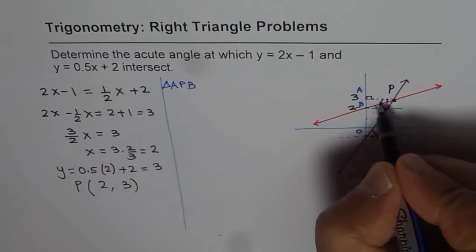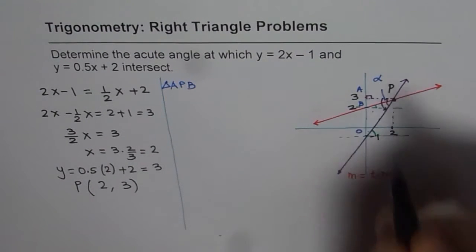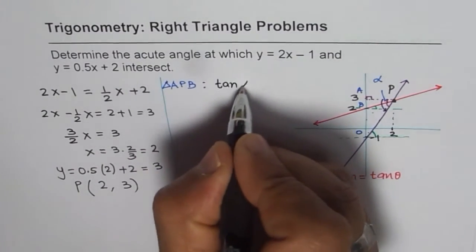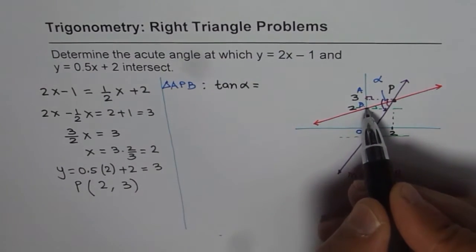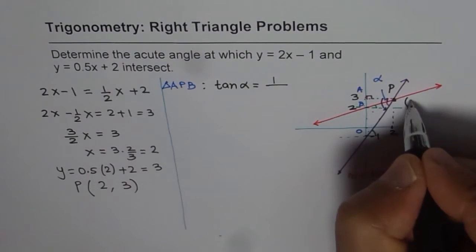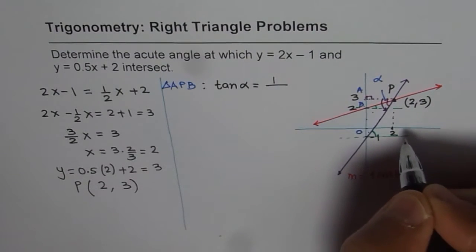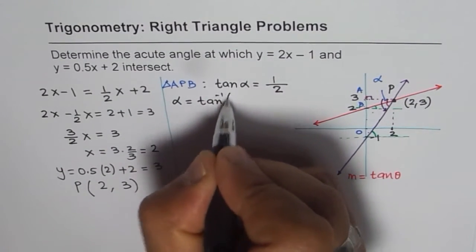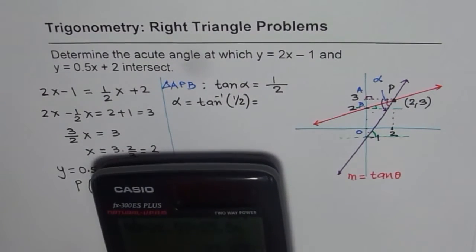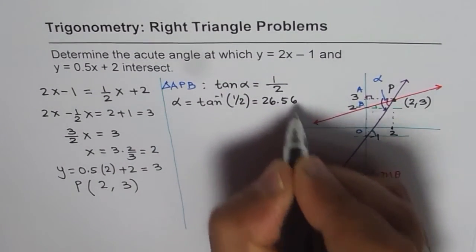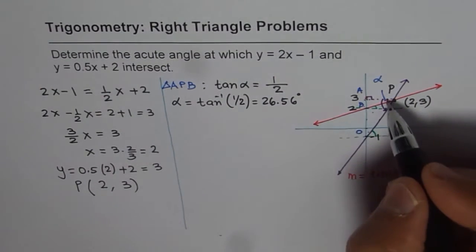Now, in this triangle, let's say that the small angle here is alpha, okay? In that case, what is tan of alpha? So in this triangle, tan of alpha is equal to the opposite side, which is 1 unit, the difference between 3 and 2, divided by the adjacent side, which is 2, the x value of P, which is (2, 3). So from here we can find alpha. Alpha equals tan inverse of half, and using the calculator's second function, tan inverse of 0.5 is equal to 26.56 degrees. So we get one angle, that small angle.